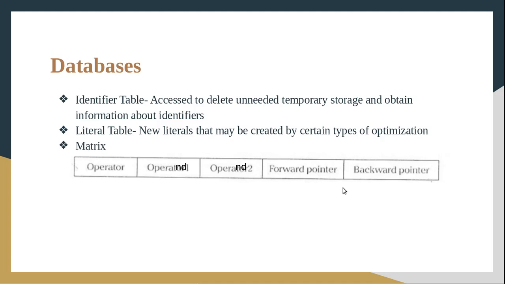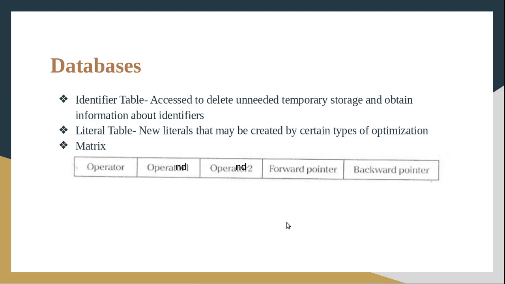and backward pointer. Basically, the use of adding the forward pointer and backward pointer is that, as a result of optimization, we may need to add new entries into the matrix, or we may need to delete entries from the matrix. Whenever we are adding or deleting entries, we need to reorder or relocate our matrix. In order to avoid this necessity of reordering and relocating the matrix entries, we are using the pointers, that is forward pointer and backward pointer.